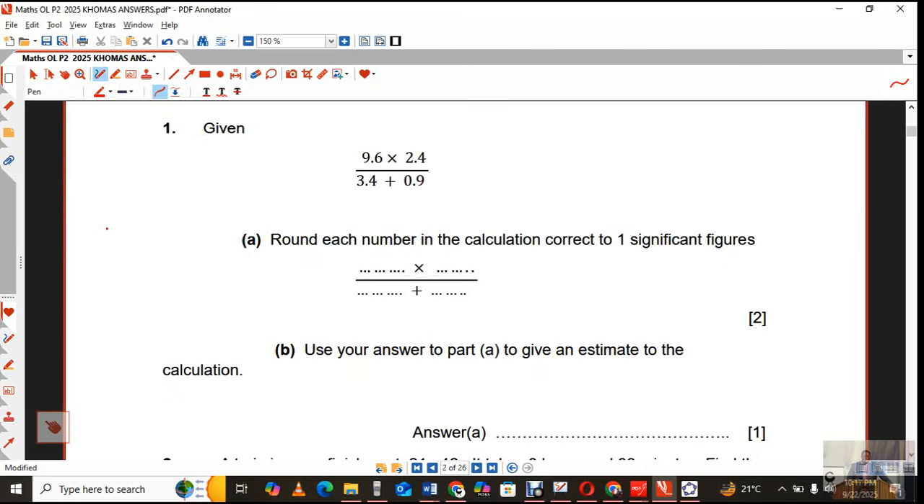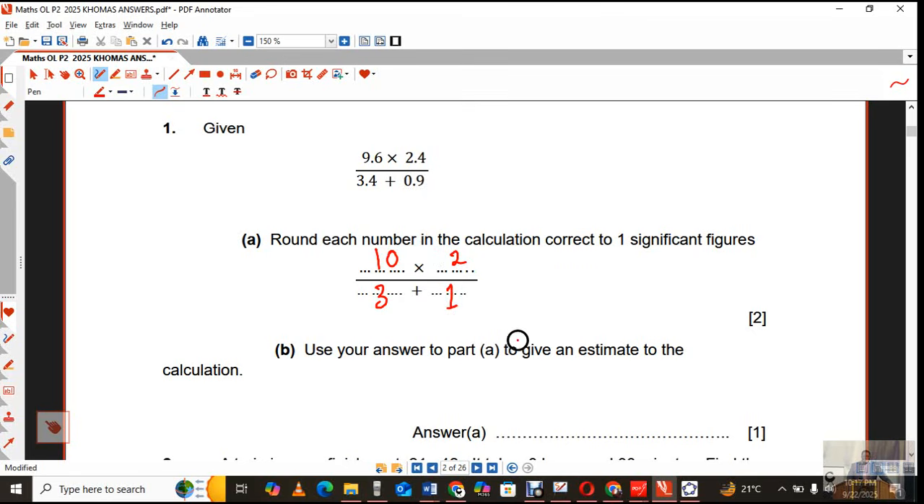Now, for this one here, it says that you are supposed to round each number in the calculation to one significant figure. So the first non-zero digit is the first significant figure, so 9 being the first significant figure, but that 6 is going to allow you to round it to a 10. So just make that 10 nicely. And then 2.4, 2 is the first significant figure. That 4 cannot round it, so that's just going to be 2. The same applies here with 3. And then 0.99, 9 is the first significant figure, so it's going to change that to 1 unit.